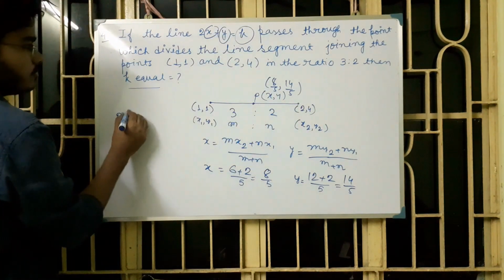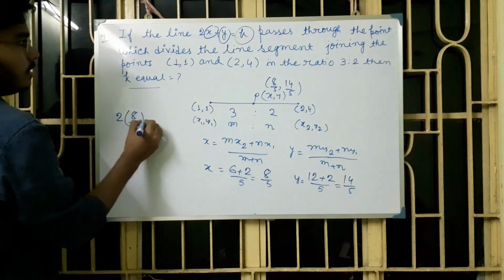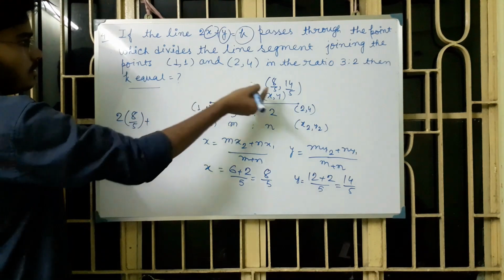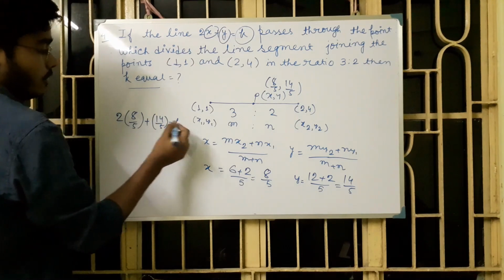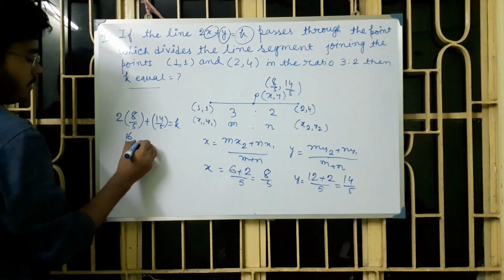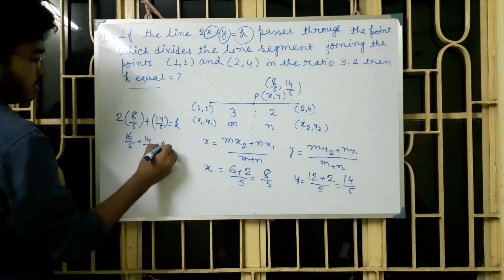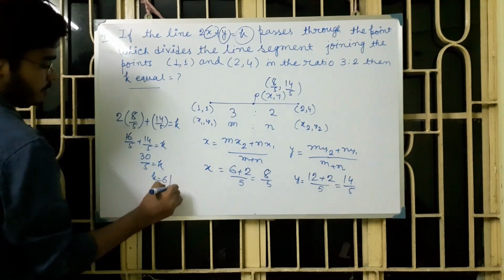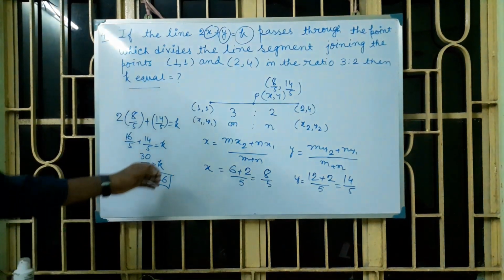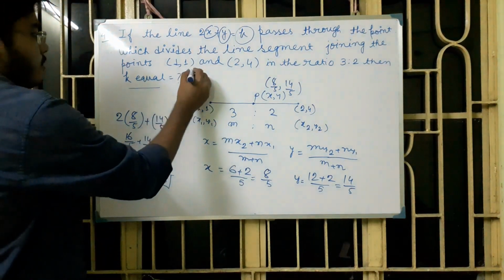So 2 into 8 by 5 plus 14 by 5 equal to k, means 16 by 5 plus 14 by 5 equal to k, that means 30 by 5 equal to k, and k equal to 6. The value of k equal to 6, and this is the answer.